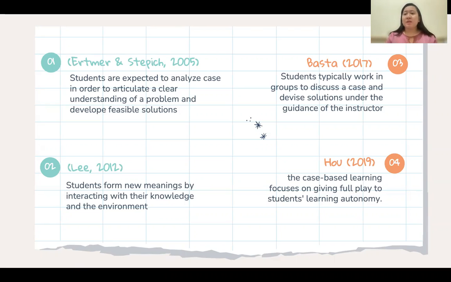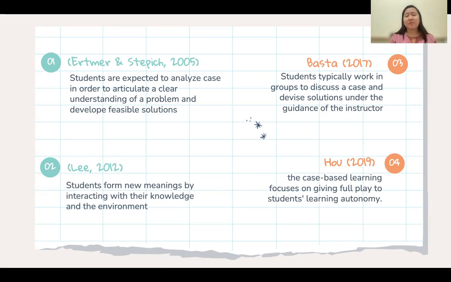And then the third definition is from Basta 2017, where students typically work in groups to discuss a case and devise a solution under the guidance of the instructor. It means that in case-based learning, students work together in a group to discuss and find a solution to the problem, and the teacher guides them in the discussion.